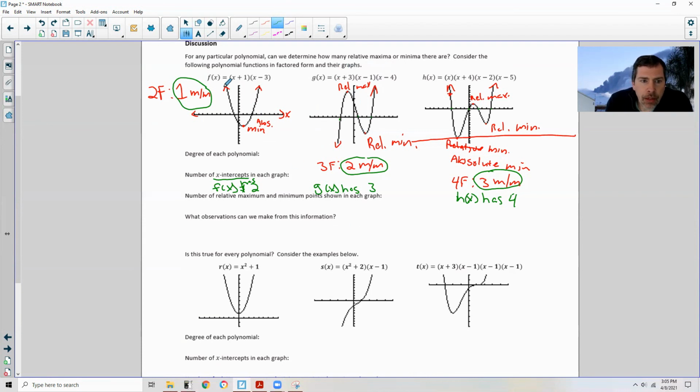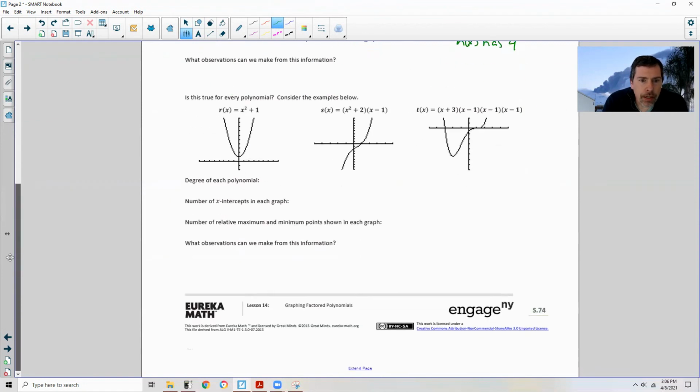Okay? So let's repeat that. Degree 2, 2 x-intercepts, 1 max or min. Degree 3, 3 x-intercepts, 2 max or mins. Degree 4, 4 x-intercepts, 3 maxes and mins. So the number of x-intercepts is equal to the degree. The number of maxes and mins is always equal to the degree minus 1. All right, so is this true for every polynomial?